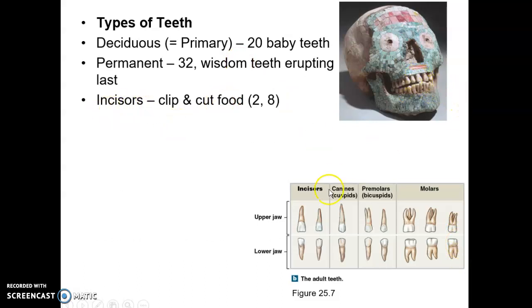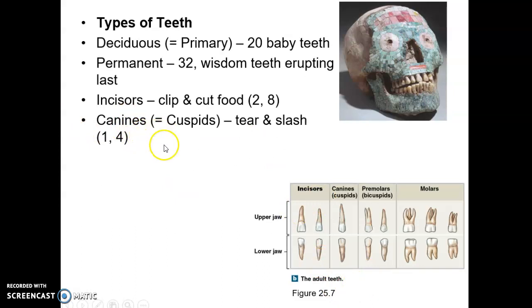Incisors at the very front are for clipping and biting off food. Okay. And then canines. Oh, so the 2 and the 8 is in the upper jaw. You have 2 on one side, so then 2 on the other side, and then lower jaw you have 2 on one side and 2 on the other side, total of 8. So the canines, or cuspids, on each half of a jaw we have 1 each. There you go. So a total of 4 canines or cuspids.